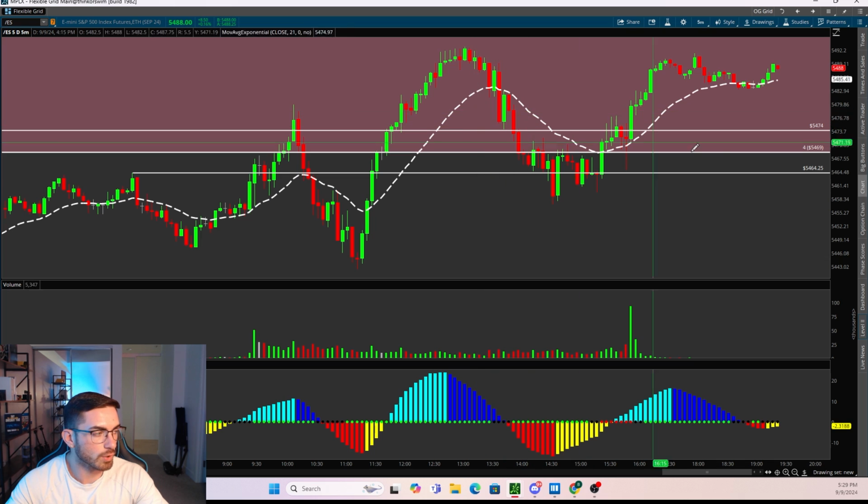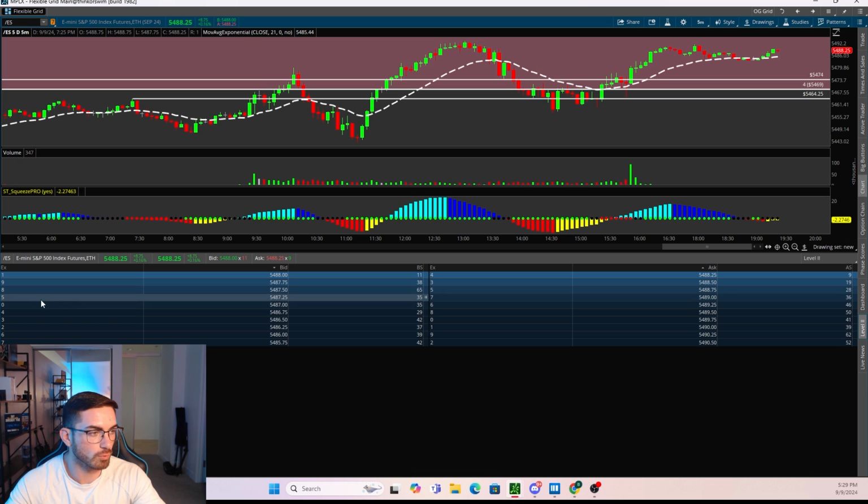Okay, so first we are going to go over level 2. Now, depending on your broker, it's going to be a little different on how to put this on your chart. But if you're on ThinkorSwim, all you have to do is go to the right side right here and find level 2. Once you find that, just click on it and your level 2 will then pop up.